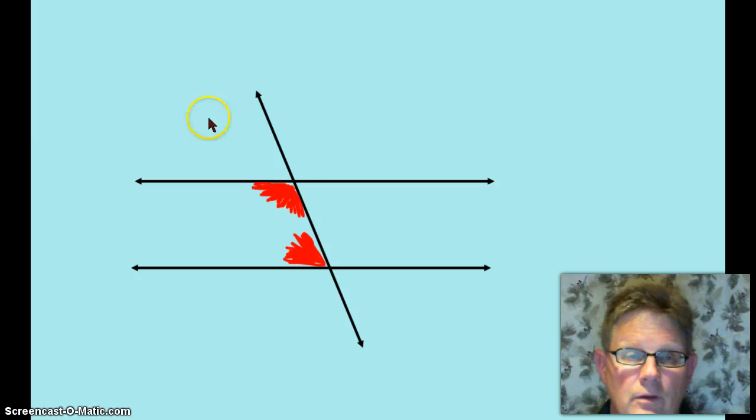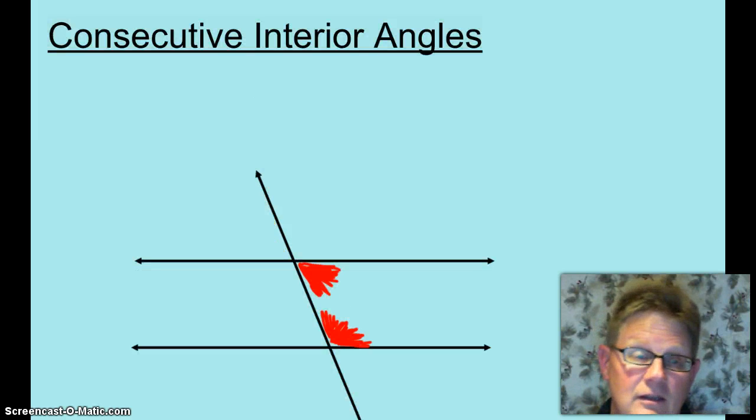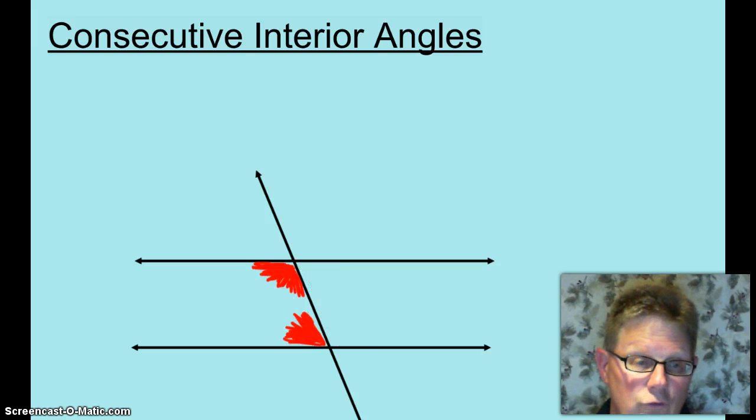Alright, they're both on the left side of the transversal, and they're inside the lines. Those two angles are consecutive interior angles. Those are the two angles on the right that are inside the lines. Those would be consecutive interior angles as well. Those two pairs of angles are consecutive interiors.